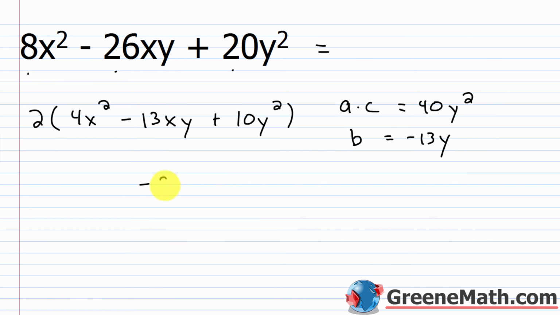If I had a negative 8 and a negative 5, negative 8 times negative 5 is positive 40. Negative 8 plus negative 5 is negative 13. And what I do is just attach a y to the end of each. So negative 8y and then negative 5y. Because negative 8y plus negative 5y is negative 13y. Negative 8y times negative 5y is 40y squared.